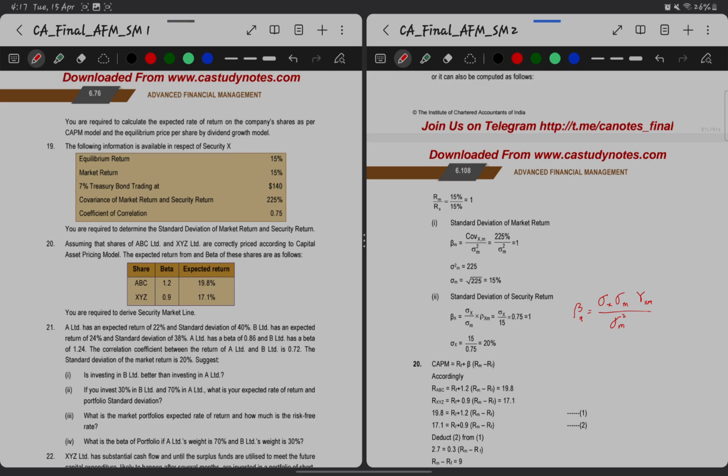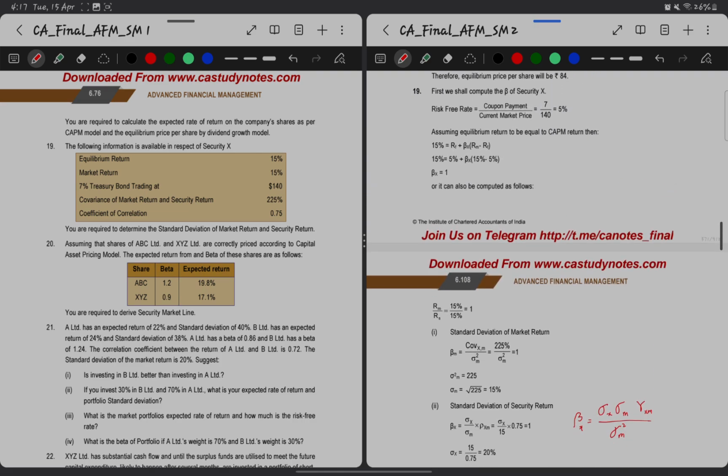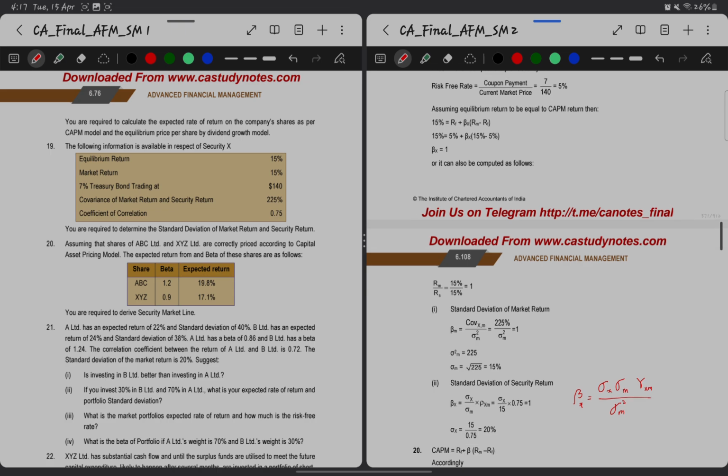So, standard deviation of market return we can find out by using the beta formula, as we have the covariance. So beta of a return will be equal to covariance of return with market return divided by variance of the market return. Now we know the covariance, which is 225%, and using the variance of market return we can find out the standard deviation. We can keep that as the x.